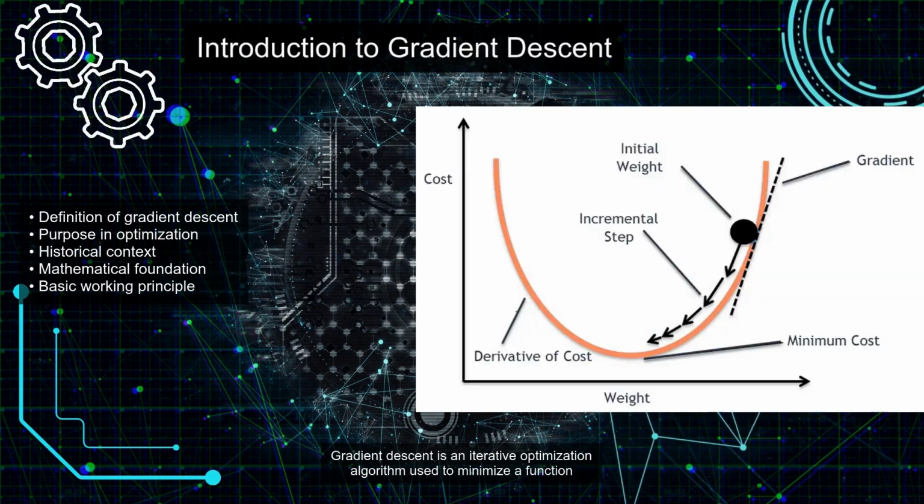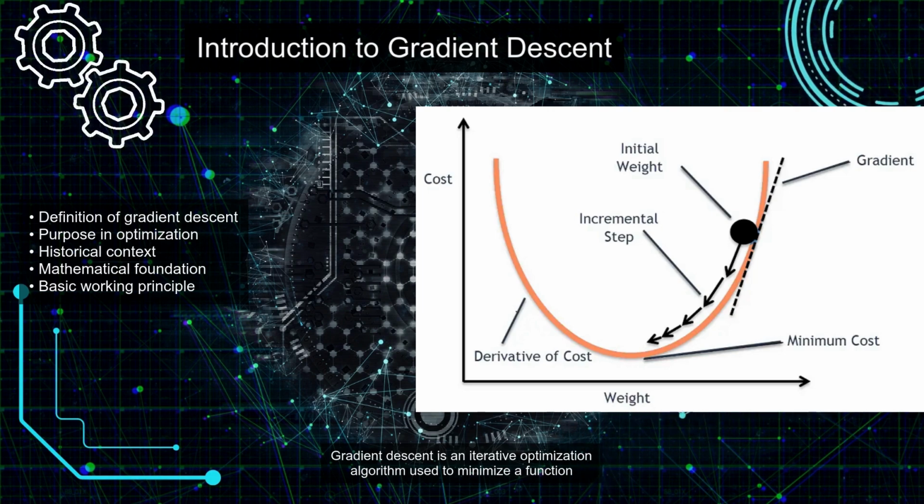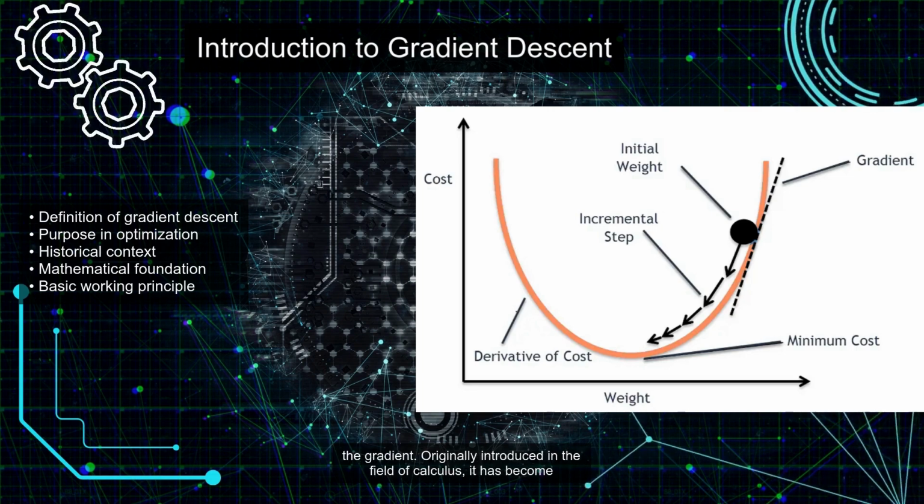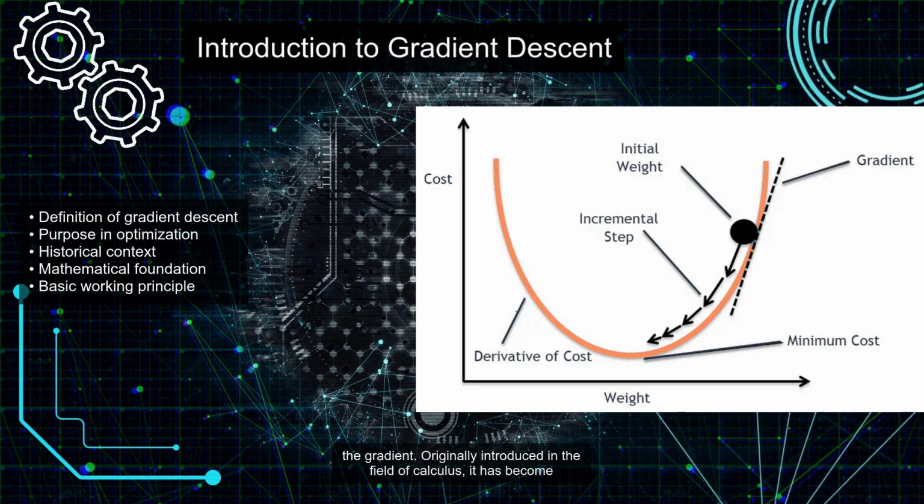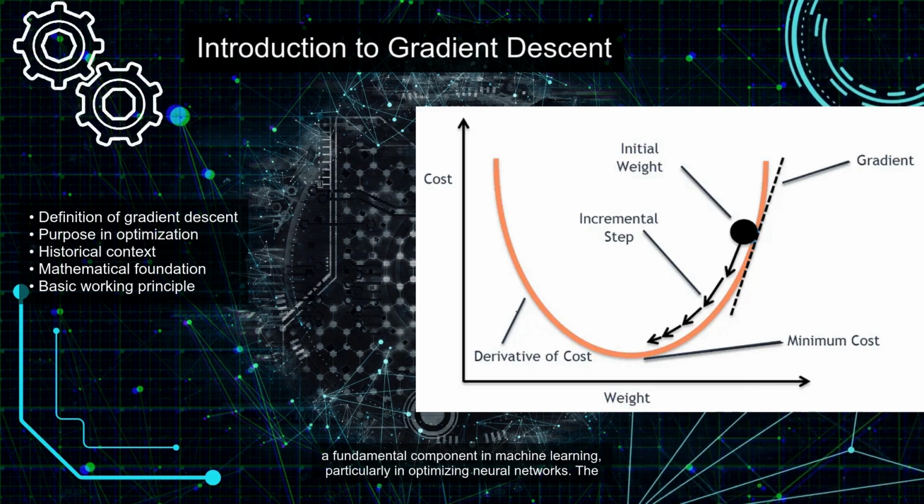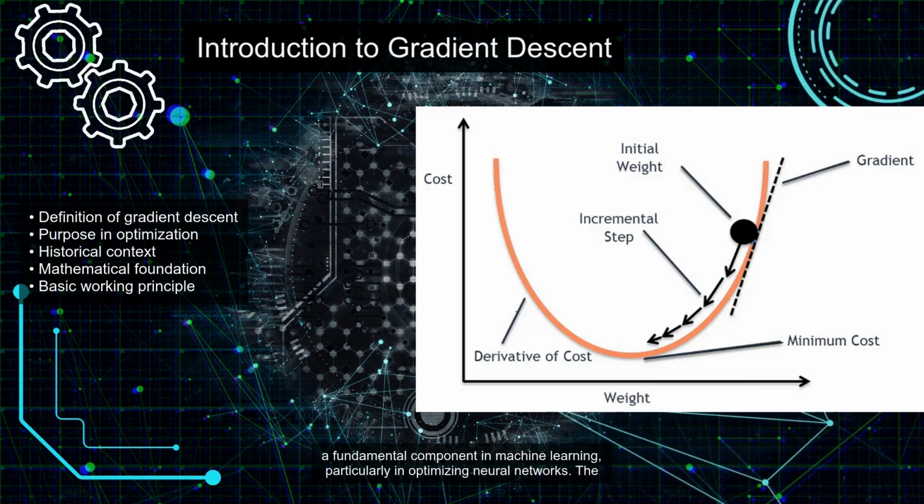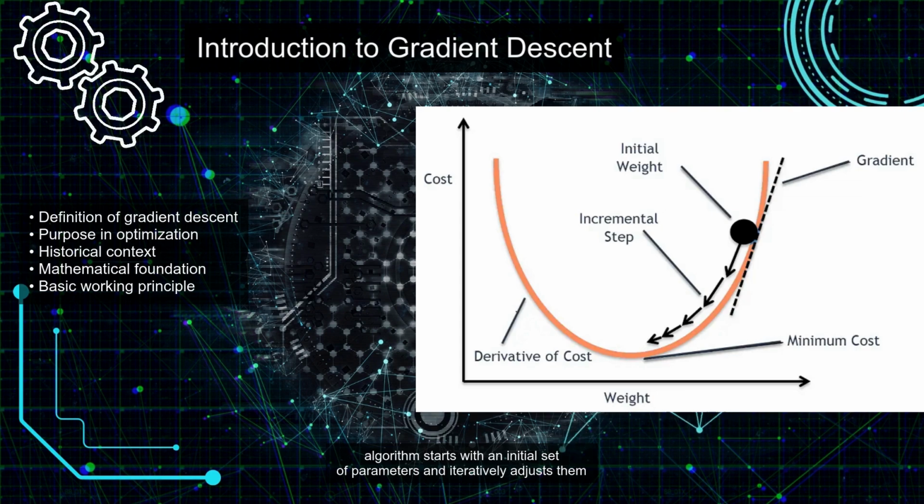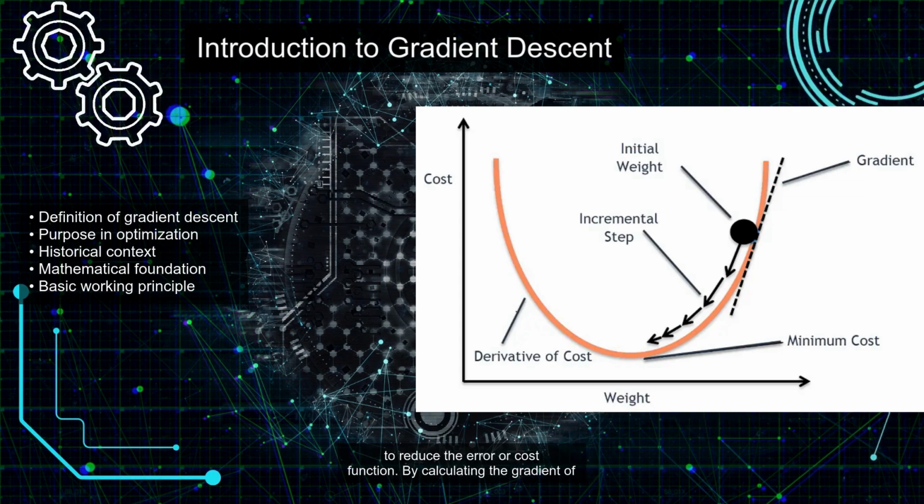Gradient descent is an iterative optimization algorithm used to minimize a function by progressively moving towards the steepest descent, determined by the negative of the gradient. Originally introduced in the field of calculus, it has become a fundamental component in machine learning, particularly in optimizing neural networks.